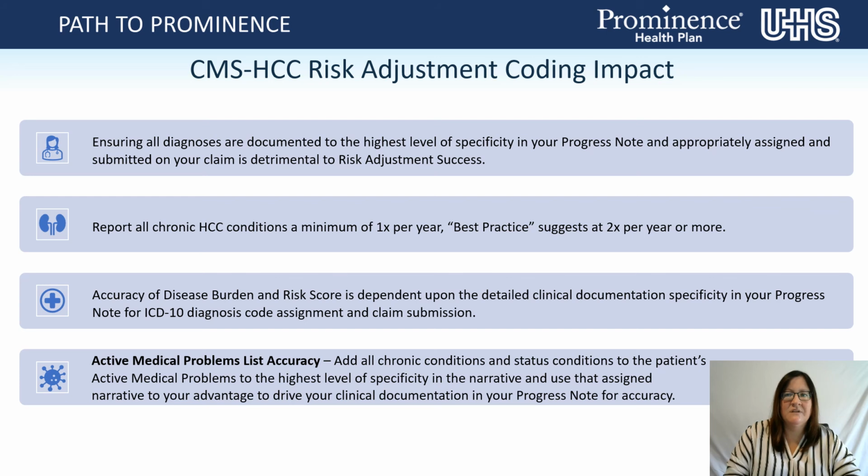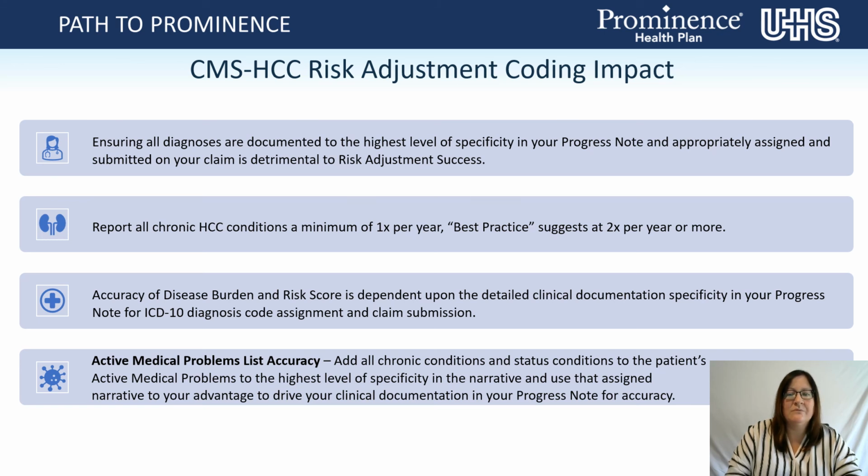Specific to CMS-HCC risk adjustment coding and the impact it can have on risk score, ensure that all diagnoses are documented to the highest level of specificity in your progress note, appropriately assigned and submitted on your claim, as this is critical to risk adjustment success. Report all chronic HCC conditions a minimum of 1 time per year. Best practice suggests 2 times per year or more. Accuracy of disease burden and risk score is dependent upon the detailed clinical documentation specificity in your progress note for ICD-10 diagnosis code assignment and claim submission.